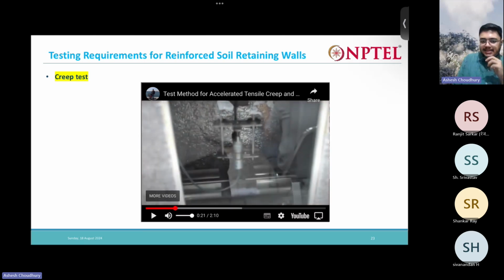Creep tests are very time-consuming tests. At one load, you have to do the test for many days, many months, but generally we do not have that much time. So this is an apparatus used to accelerate the creep test. We do the test at various temperatures. We keep increasing the temperature of the chamber, apply the load, and note down the results. Then we extrapolate those results to whatever creep values and time we need.